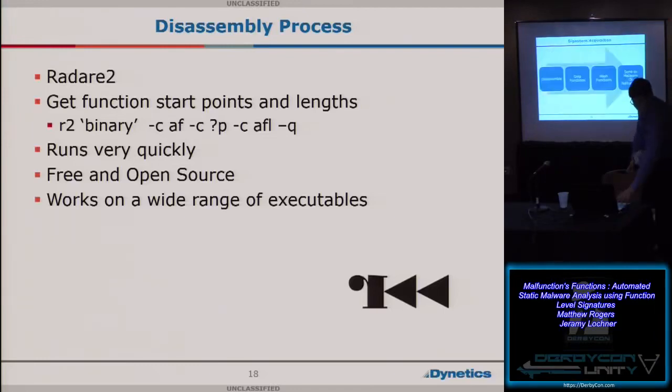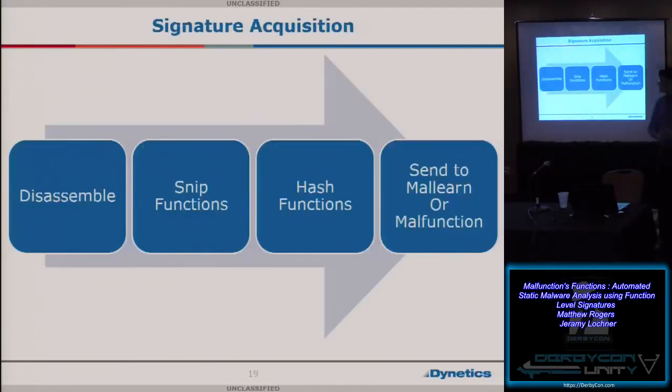So here's our process. We use Radare2 to get all the function lengths and their start addresses, and then we snip out each of the functions manually, and then we fuzzy hash each individual function, and then we send them to Mallearn to either learn them to the database or to Malfunction to analyze them. And Radare2 works with tons of different types of executables, from native Windows and Linux binaries to things like NES and Game Boy games.